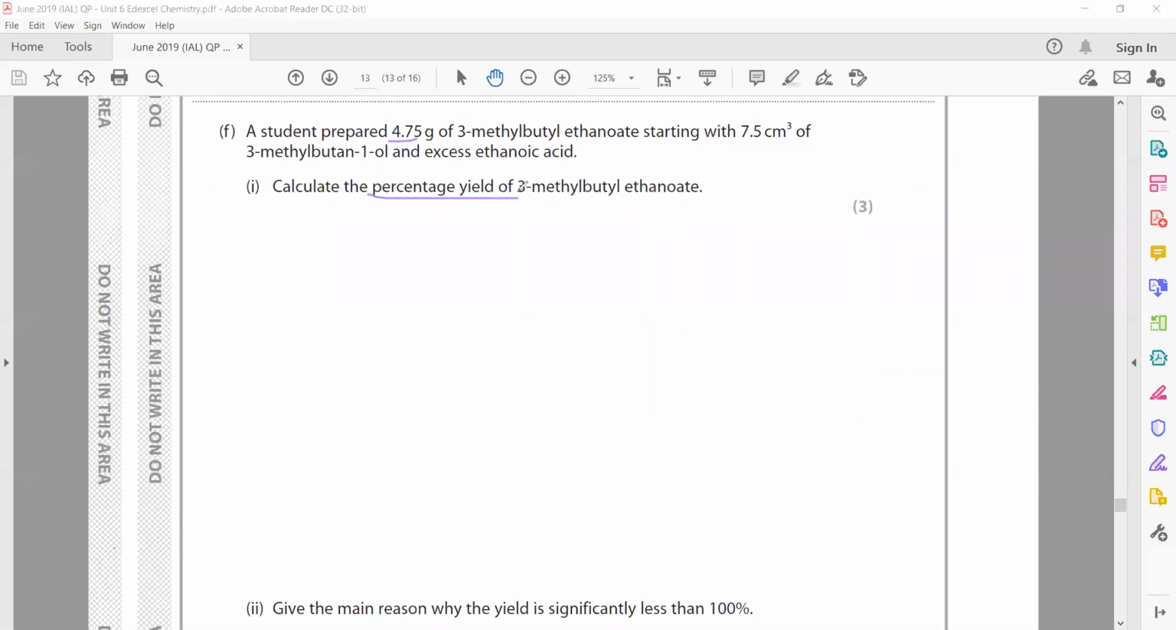This is the practical value. Using this, we have 7.5 cm cube of alcohol multiplied by its density, which will give us 6.075 grams. Then we get the moles. Moles equal mass in gram divided by molar mass, which is given in the question as 88. So we get 0.069 moles of alcohol.